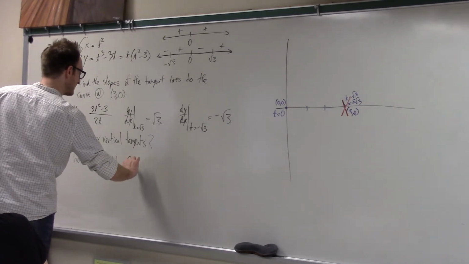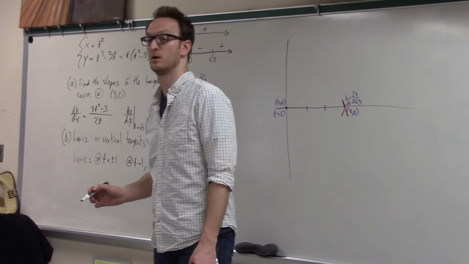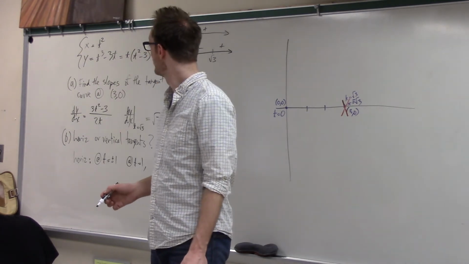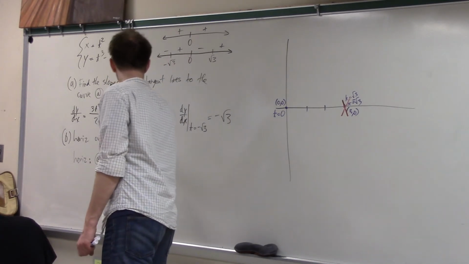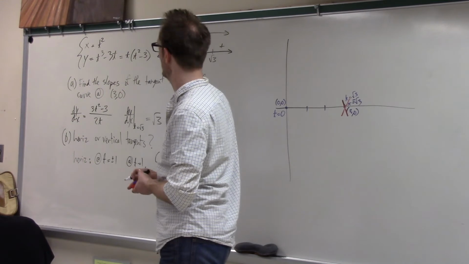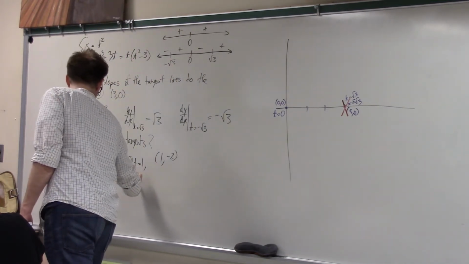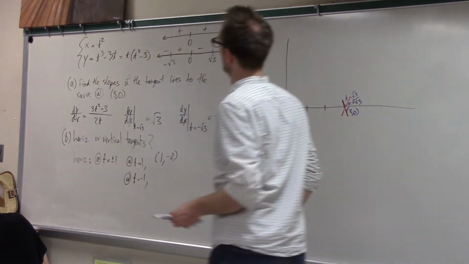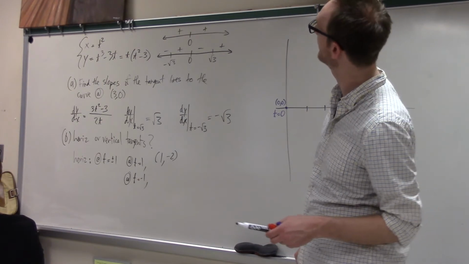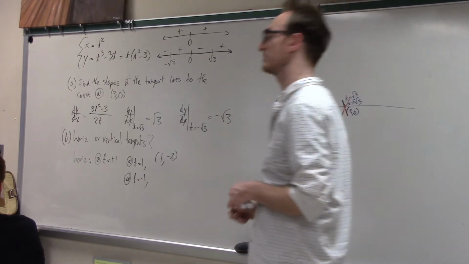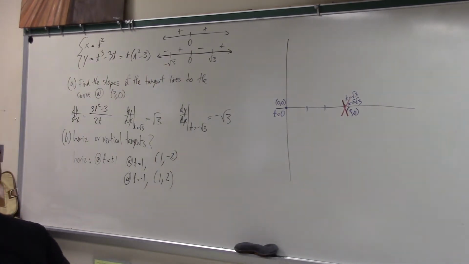So how about at t equals 1, where am I? I'm going to be at the point 1 comma negative 1 minus 3, which is negative 2. All right, and how about at t equals negative 1, where am I going to be? 1, 2. Should we trust him? Yeah. 1 comma negative 1 plus 3, that's 2. That's 1 comma 2. Okay.